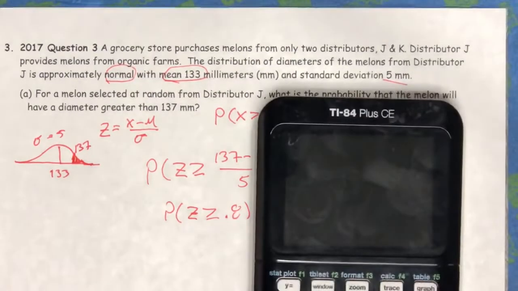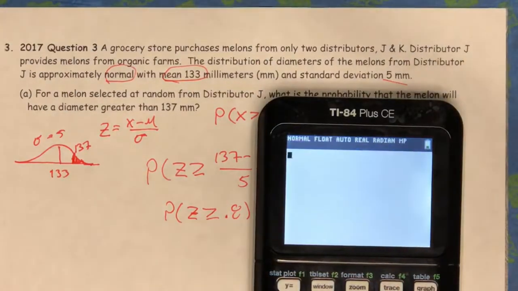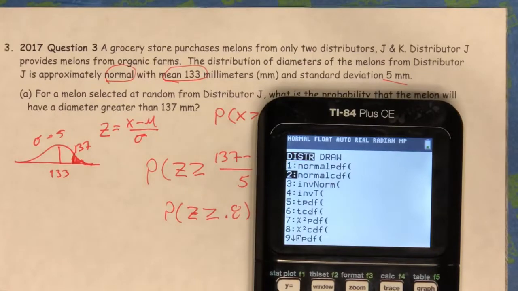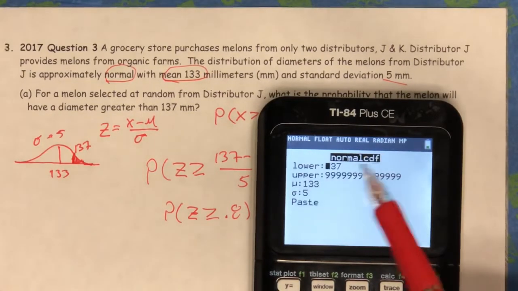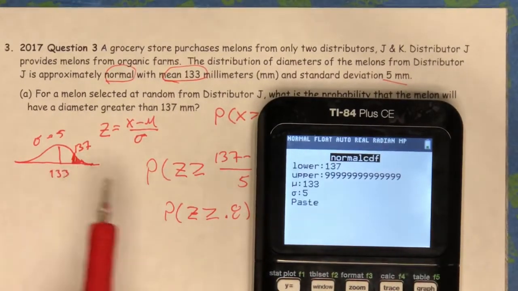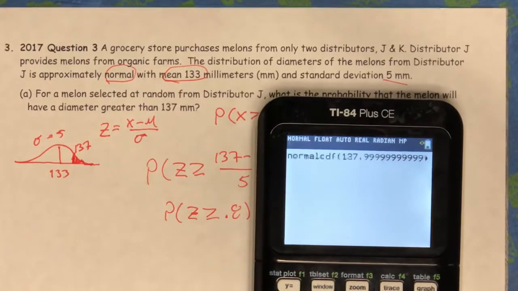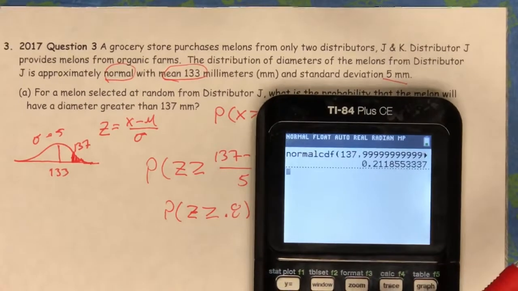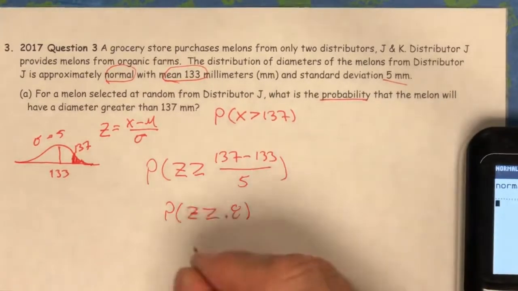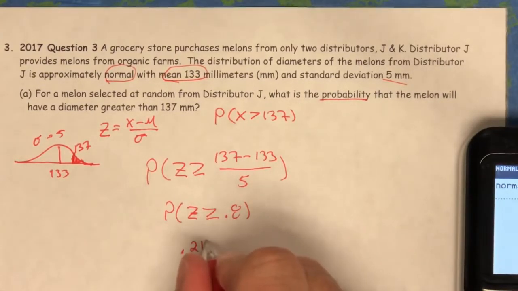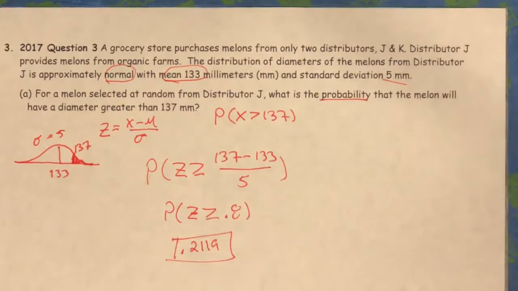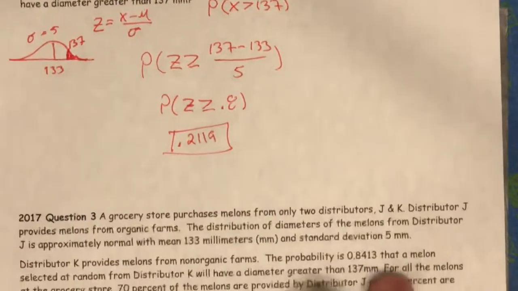So now I'm going to go to my calculator, and because I'm looking for probability, and it's a normal, I go second vars, and this will be a normal CDF. My lower bound from the shading is 137, my upper bound is infinity, my mean is 133, and my standard deviation is 5. And I find out that I have about a 0.2119 probability of that occurring. So 0.2119 chance of finding a melon from J that is greater than 137, and that's our answer.